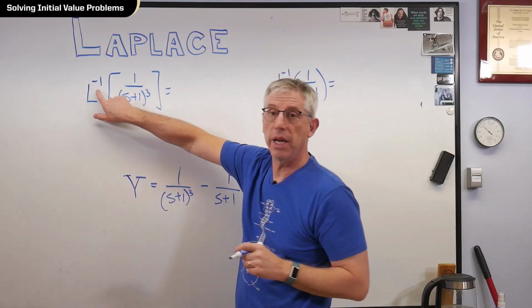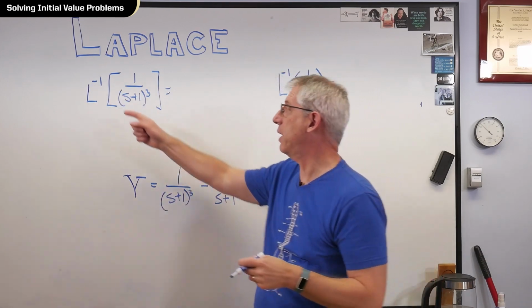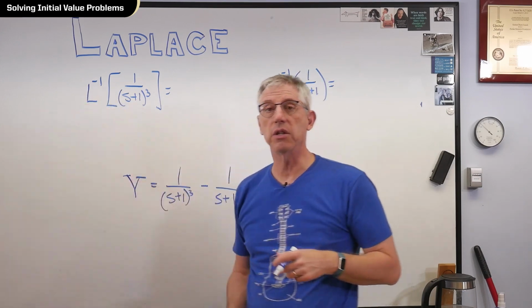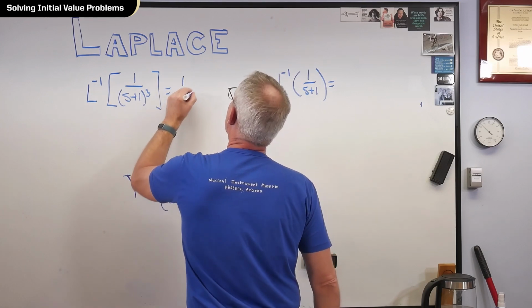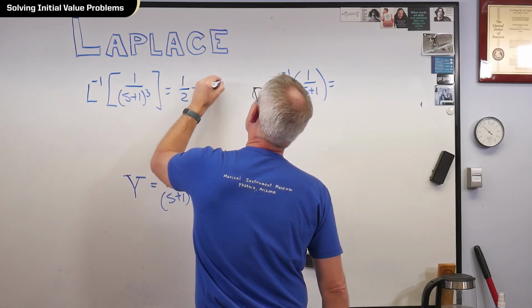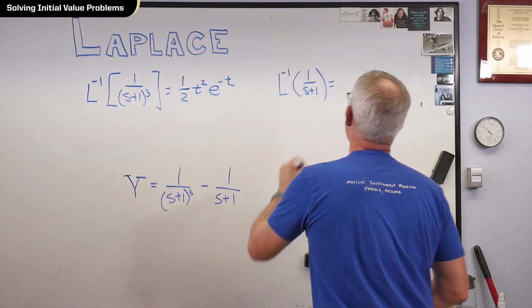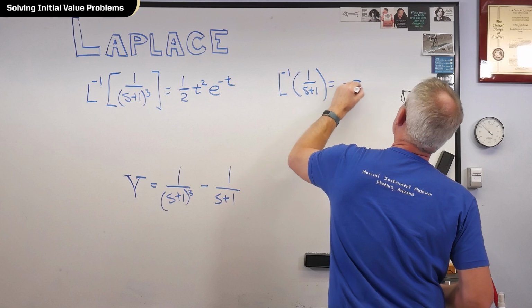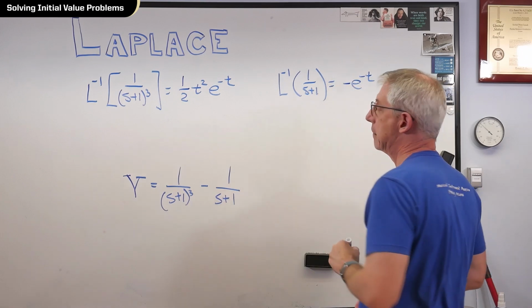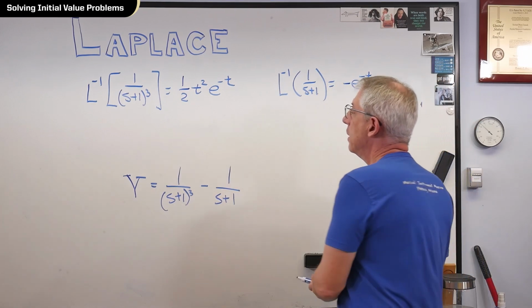Okay, now notationally, that L to the minus 1, you're not actually inverting L. This is notation for the inverse transform. 1/2 t squared e to the minus t. There's one. And there's the other one. All right, it's getting easier, isn't it?